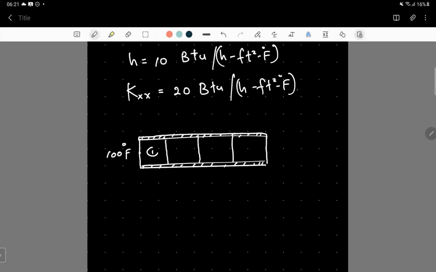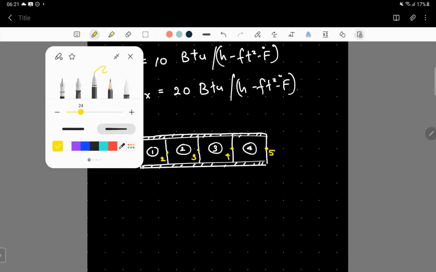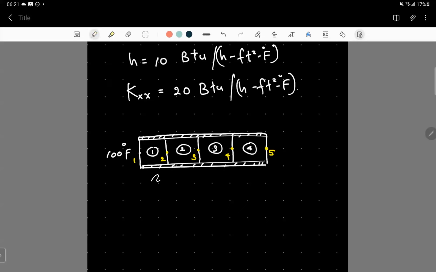So we have 4 elements. Let's name them 1, 2, 3, and 4. So the nodes would be 1, 2, 3, 4, and 5, one node more than the number of elements, and each element has a length of 10 inches.